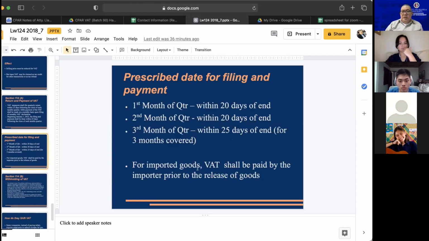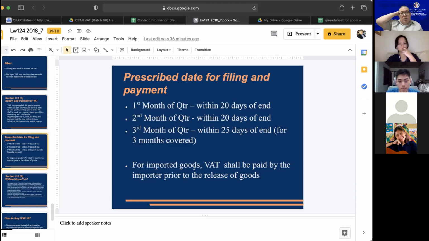Now, what if you are engaged in the importation of goods? What if you are importing? Your input tax is paid at the customs. At the customs. So even when you bring in material, even if you say it's only $500, you still have to pay 12%. It's considered VAT exclusive, then you add the 12%. The 12% now becomes your input VAT.